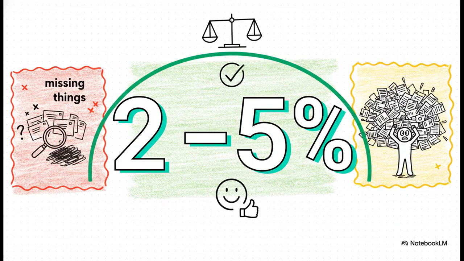Next, I want you to think of your anomaly detection rate as a Goldilocks zone. You're aiming for a flag rate somewhere between 2 and 5%. If it's below 2%, you're probably missing some real problems. But if it's above 5%, you're just creating a ton of noise for your reviewer. That range is the sweet spot that tells you your rules are calibrated just right.